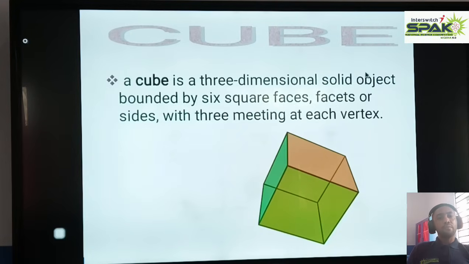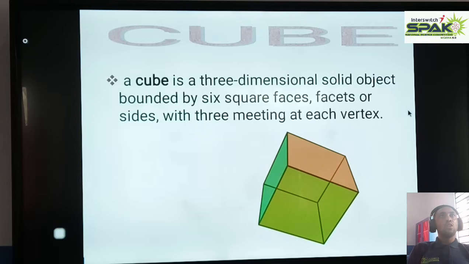Now we have a cube. A cube is a 3-dimensional solid object bounded by 6 square faces with 3 meeting at each vertex. So we have an example of a cube, you can see it here. A cube is also 3-dimensional, just that all the dimensions are equal. So we have the length, the breadth, which is also the length, and the height, which is also the length, because they are all equal in length.